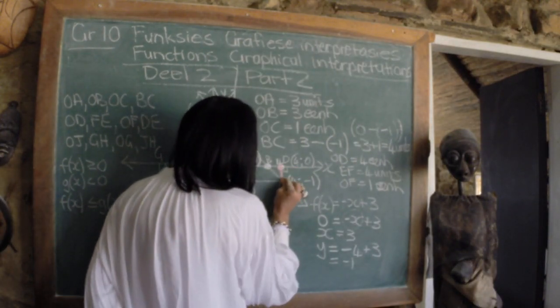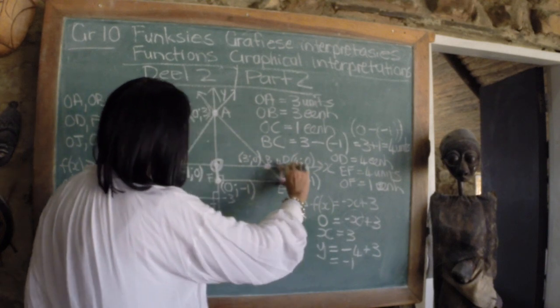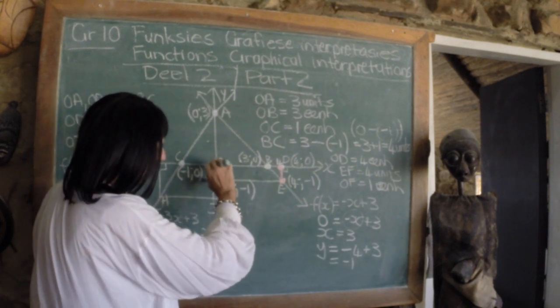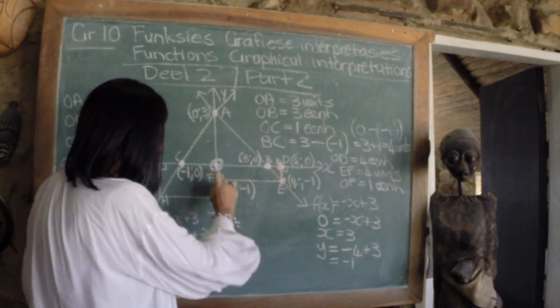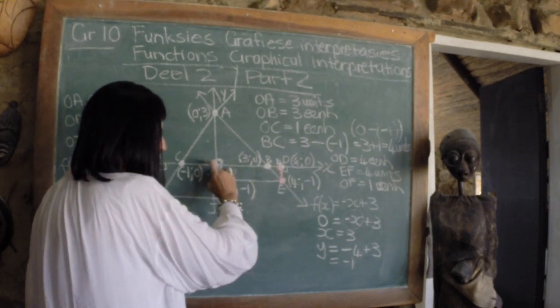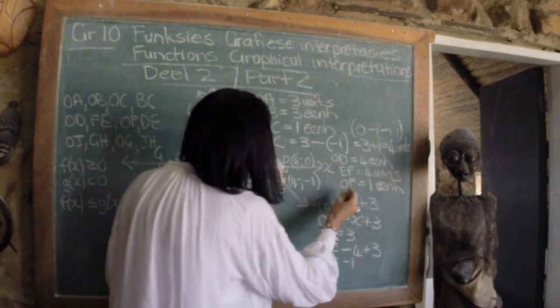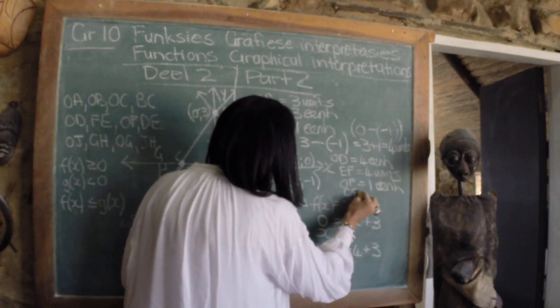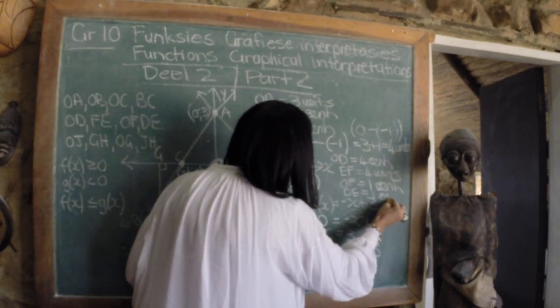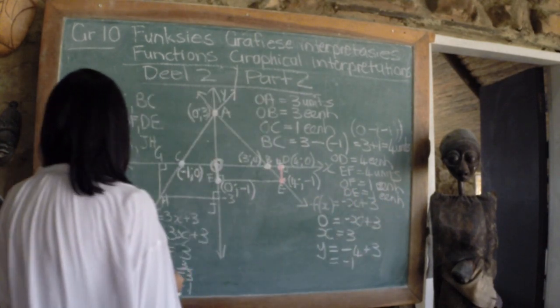So kom ons gaan kyk. As ek hom gaan meet, as ek hom uitsny op die y-as, gaan hy ook hoe lank wees? Presies dieselfde as daai. 1 uit. So DE is ook gelyk aan 1 eenheid. Okay.